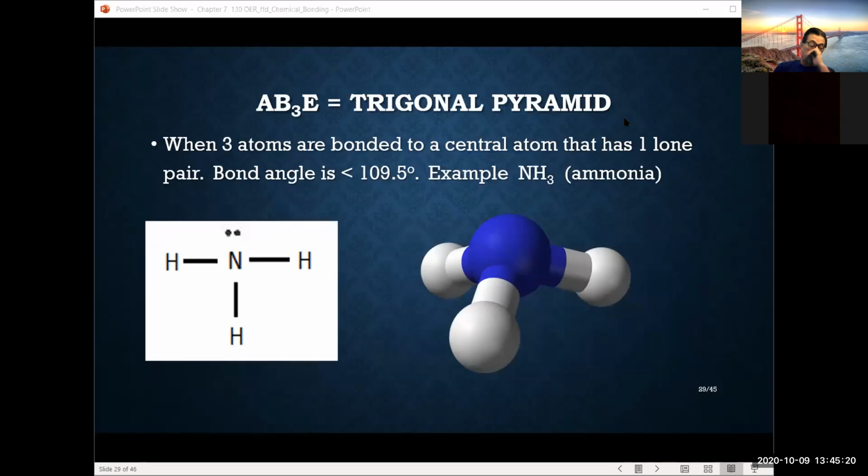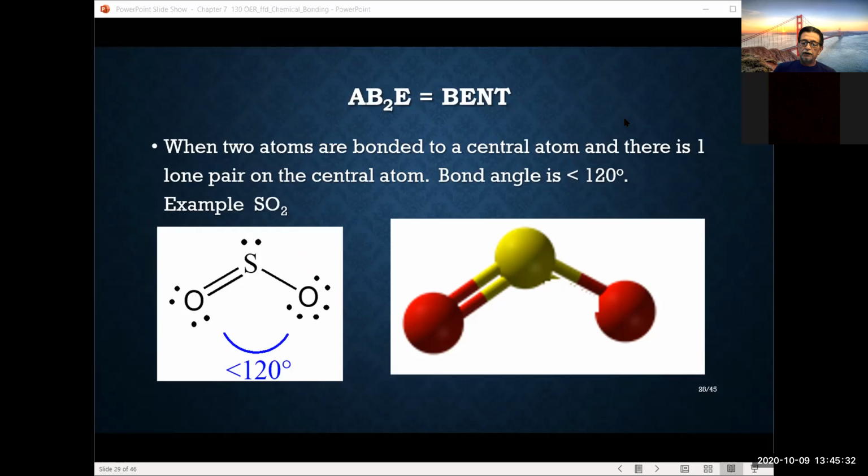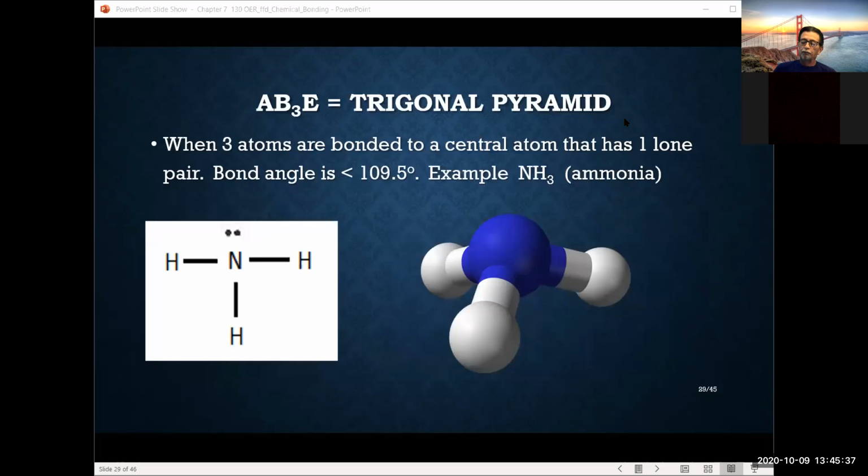And then we have this example of ammonia, which is called trigonal pyramid, where you have a lone pair on the central atom, which I said you can always bet on: when you get a lone pair on the central atom, you have a polar molecule. Here we have ammonia with the lone pair on the central atom, and therefore pushing the bond angle between the hydrogens to be much less than 109.5.